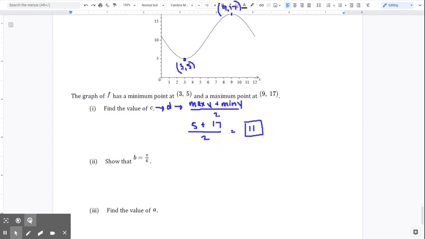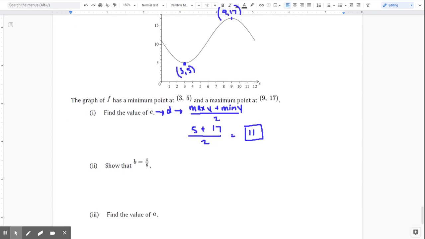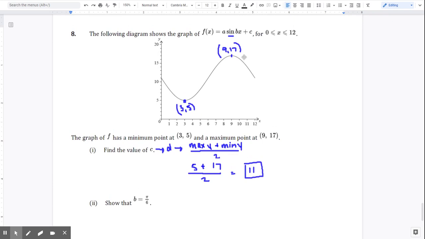Part B, part 2, showing that B equals pi over 6. Note that they are talking about B, which is the piece that's being multiplied to x, so it depends on my period. And note that they're saying that it equals pi over 6. That usually indicates that we're talking in radian mode. Anytime you're seeing a B here, or a period, or an angle measurement, when they give you a pi, that means they're talking in radian mode.